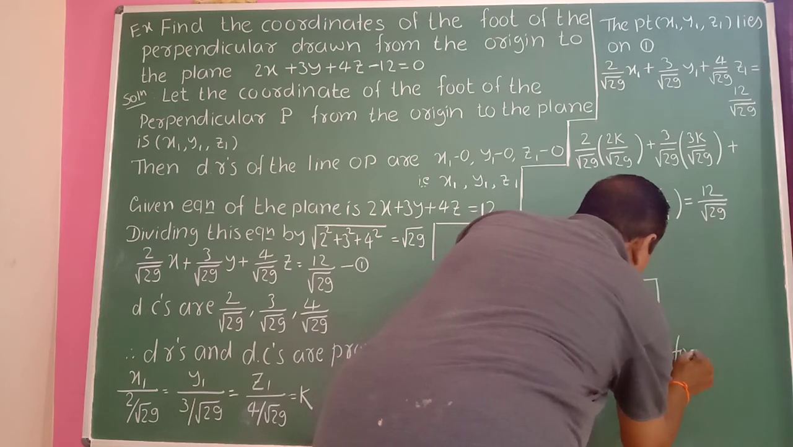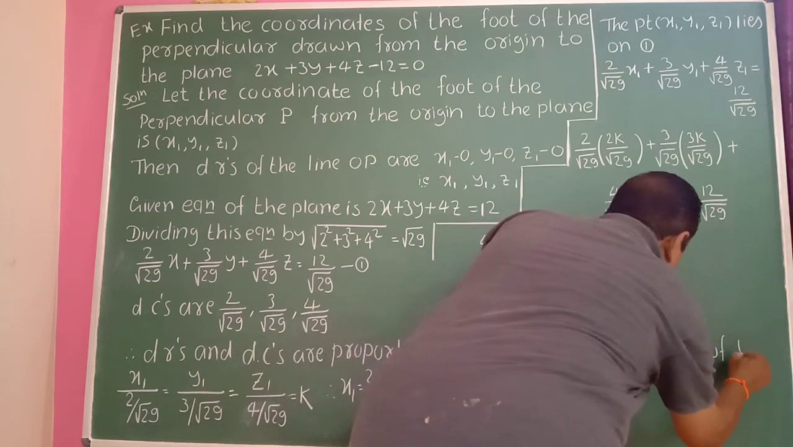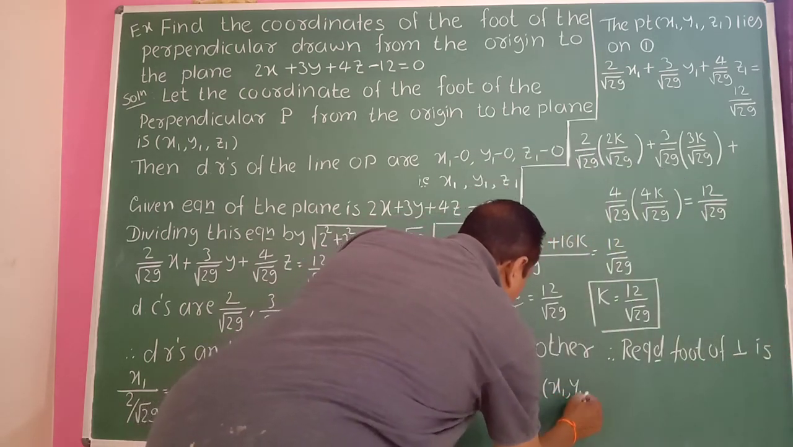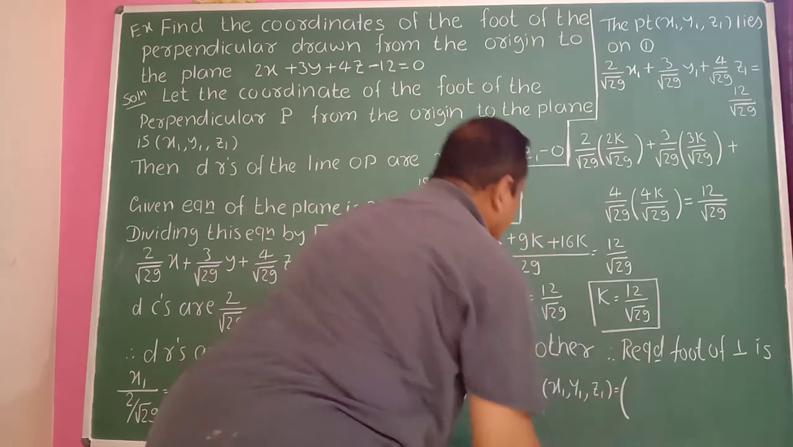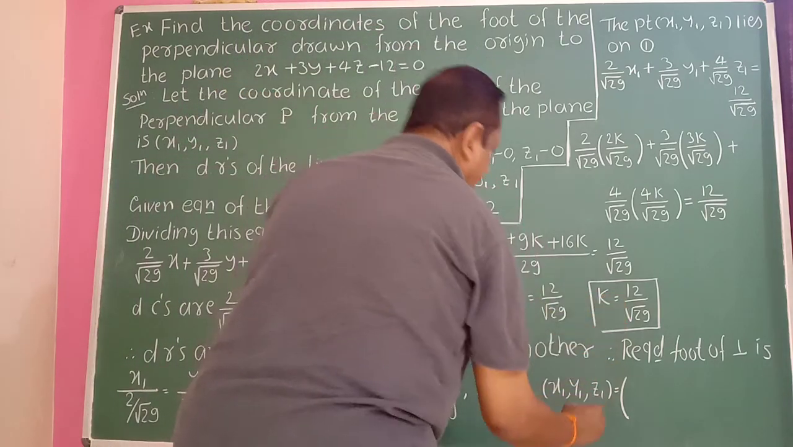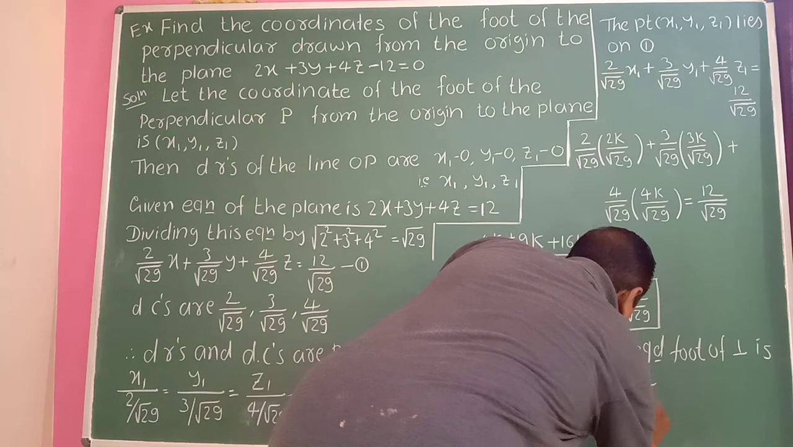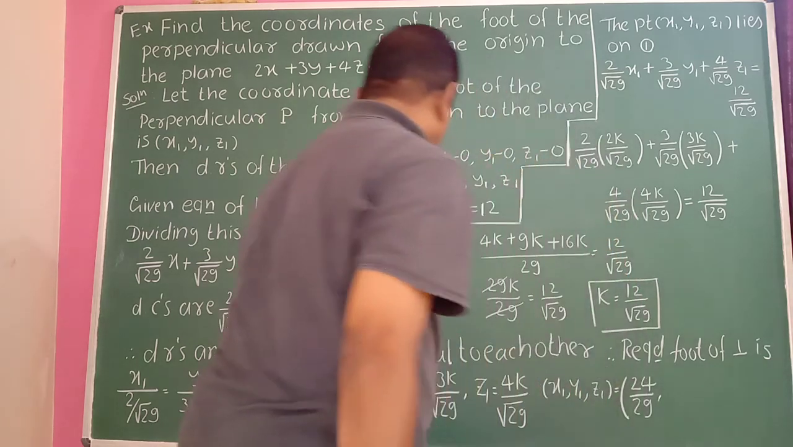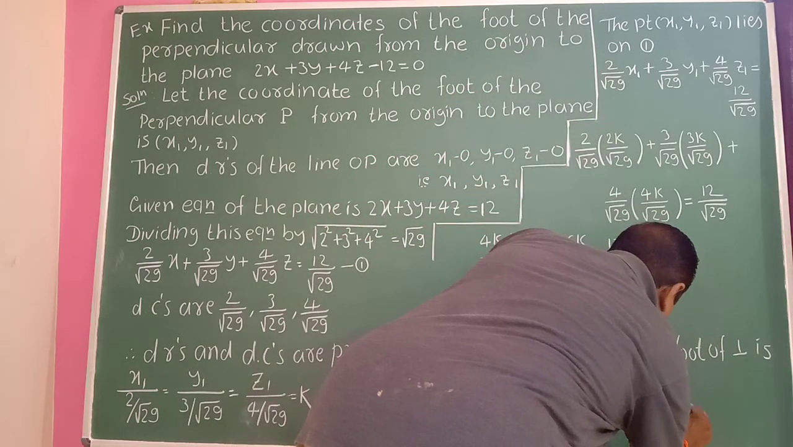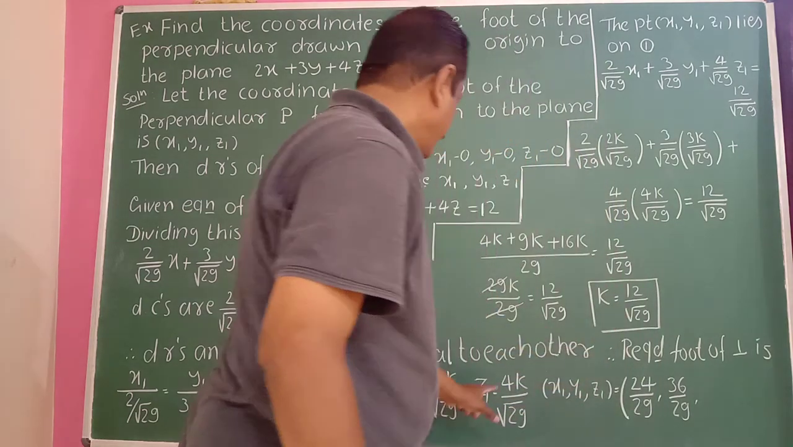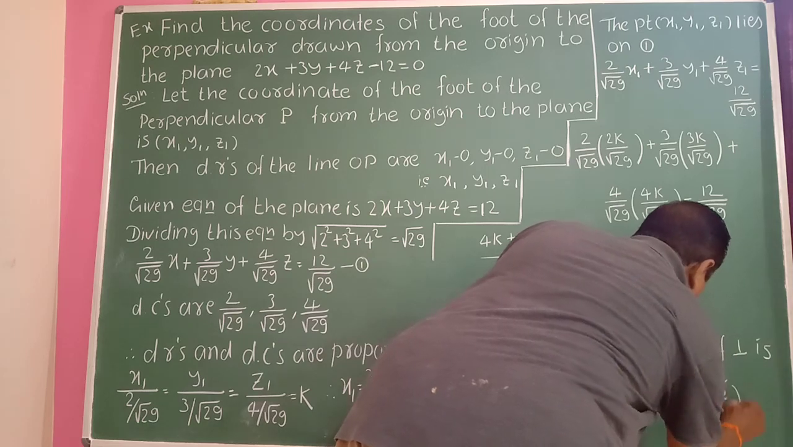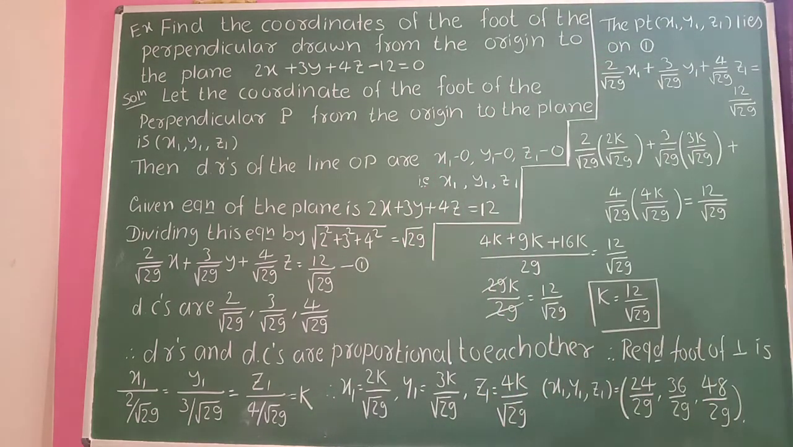Required foot of perpendicular is x1 comma y1 comma z1, with k as this, so use it here. 2 12s are 24 divided by 29, then 3 12s are 36 divided by 29, 12 4s are 48 divided by 29. So this is the required foot of the perpendicular.